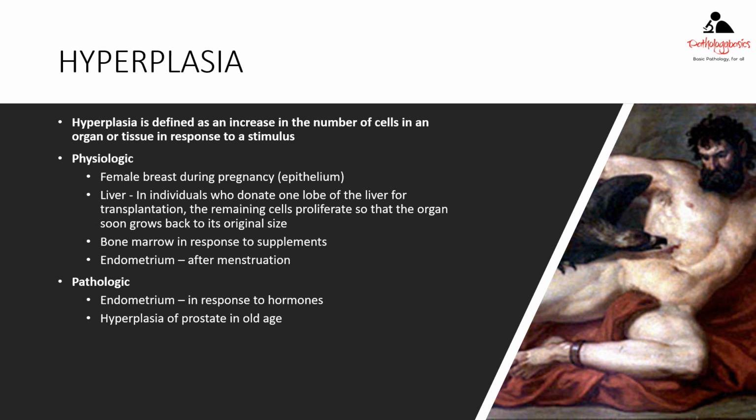There is hyperplasia of prostate in old age. It's a very common disorder that is seen in old age patients. They suffer from crippling incontinence of urine, and this happens because there is hyperplasia of prostate in this case. A virus called human papilloma virus causes warts on the skin, and these warts happen due to hyperplasia. So the virus induces hyperplasia in cells of the skin.